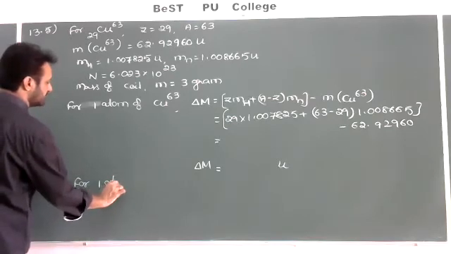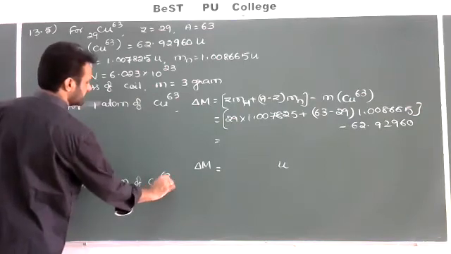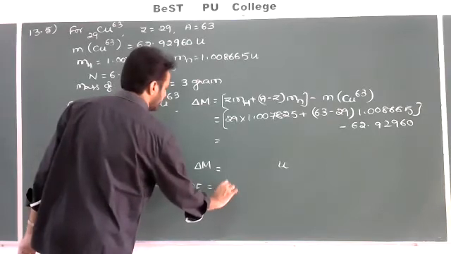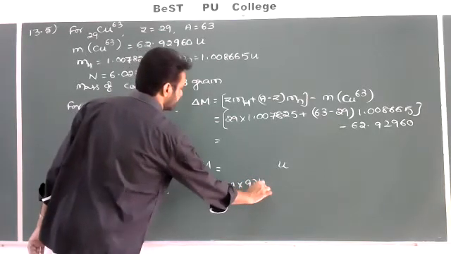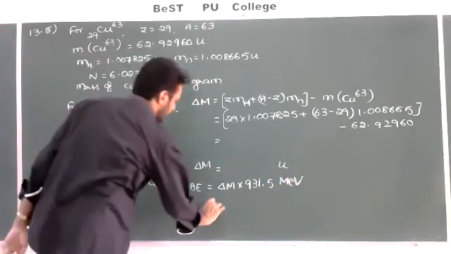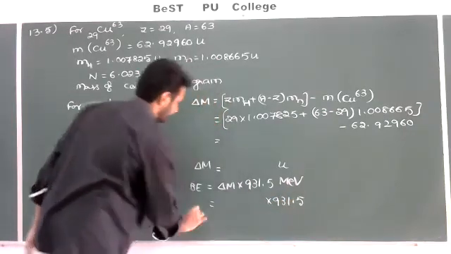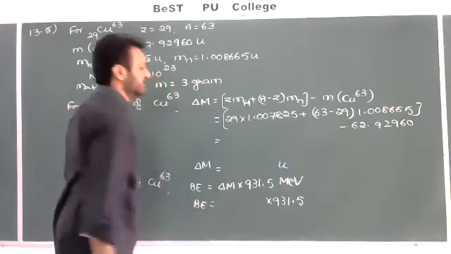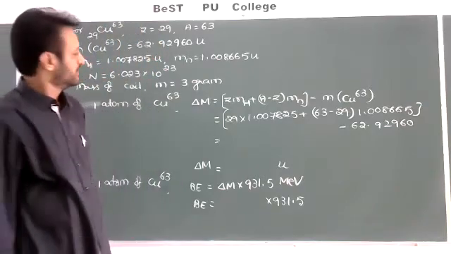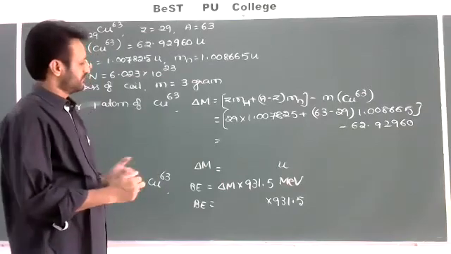For one atom of copper 63, the binding energy BE is equal to delta M into 931.5 MeV. This obtained value you should multiply with 931.5. If you want, you can convert MeV into joules later. This value you have to multiply and simplify.